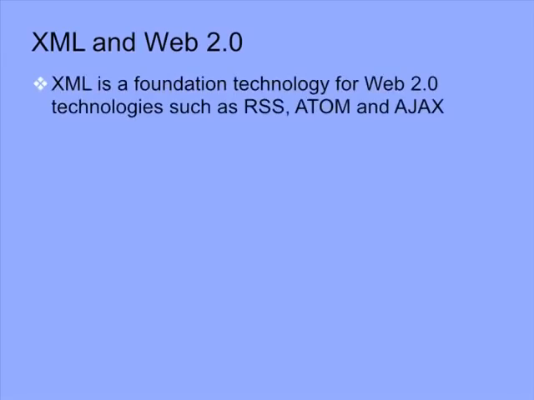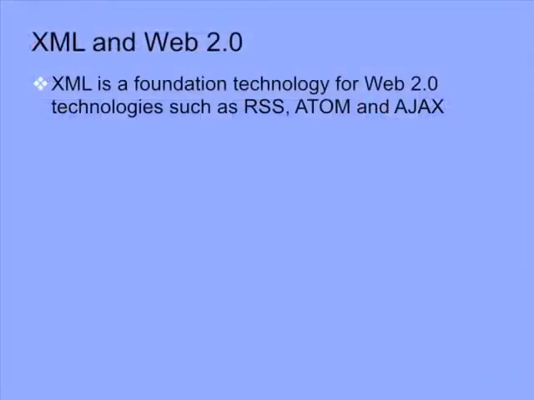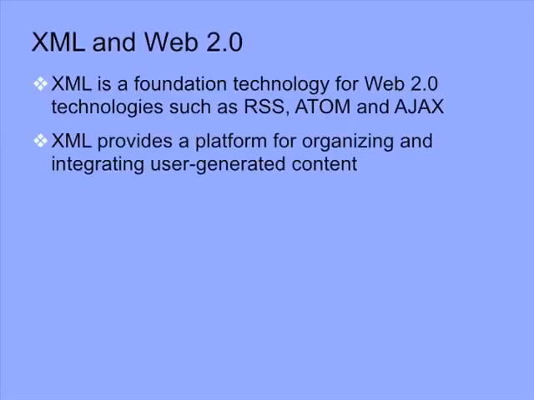XML is central to web development today as a foundation technology for many Web 2.0 technologies and techniques, including RSS, Atom, and AJAX. It provides a platform for integrating user-generated content generally associated with Web 2.0, including blogs, wikis, and forums.